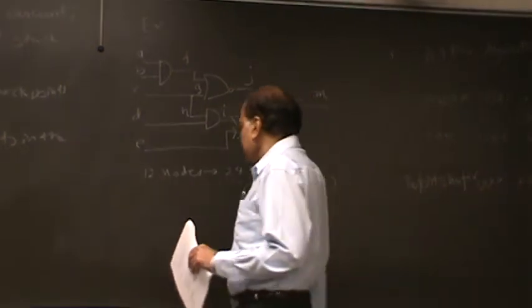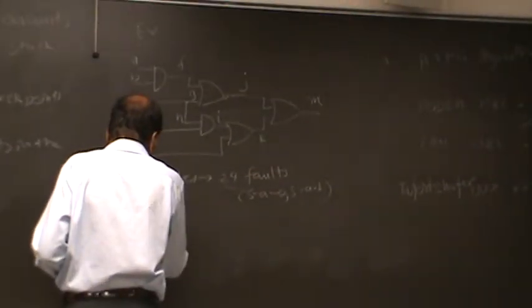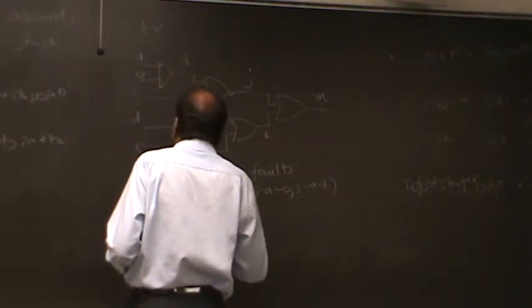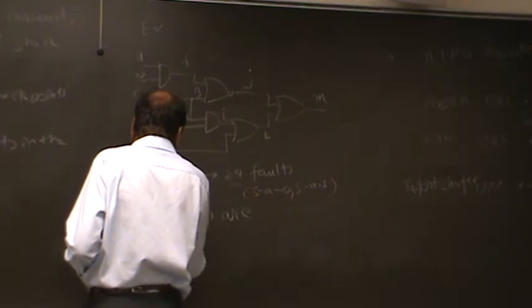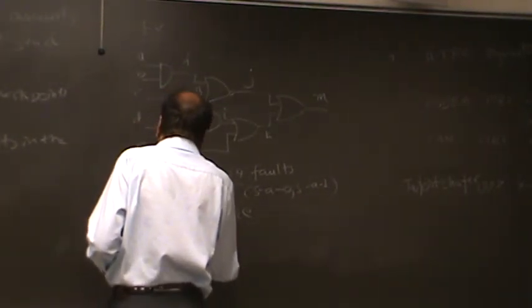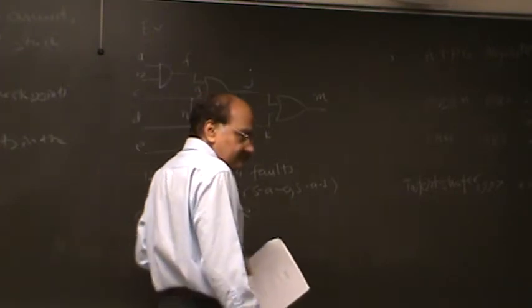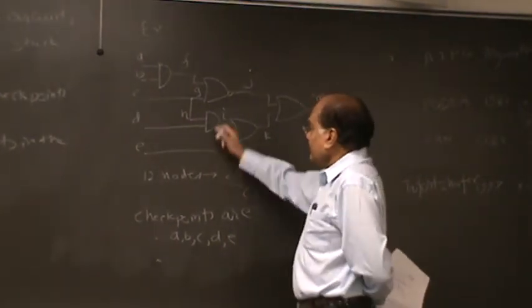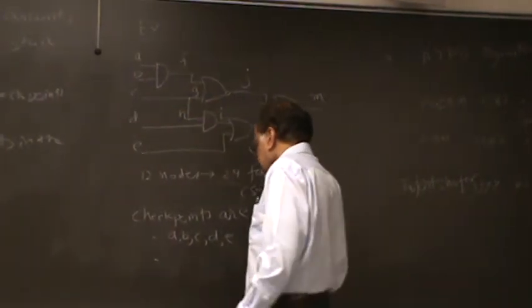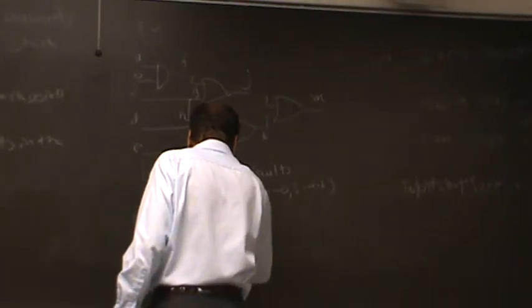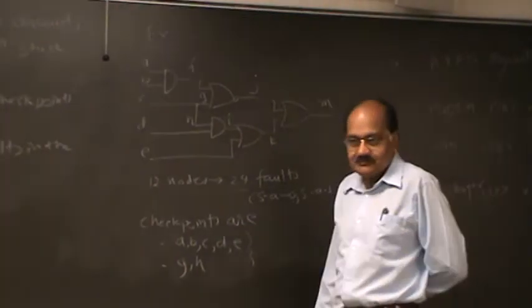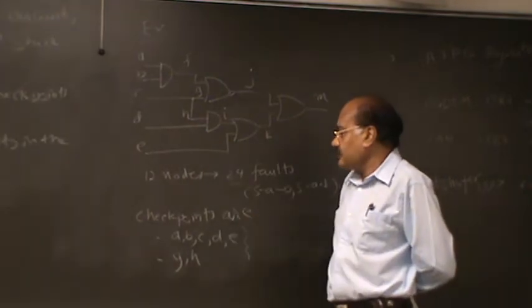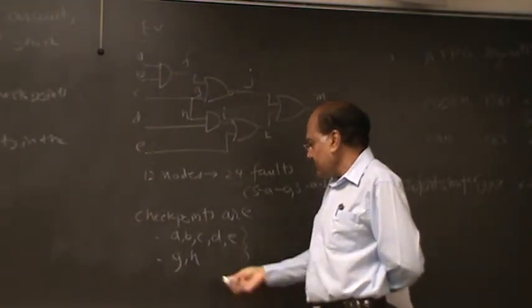Let us use this theorem, checkpoints. So what are the checkpoints? So checkpoints are all primary inputs, A, B, C, D, E, all branches of fan-out points, G and H. So these are the checkpoints, right? A, B, C, D, E, all primary inputs, and all branches of the fan-out points, G and H.